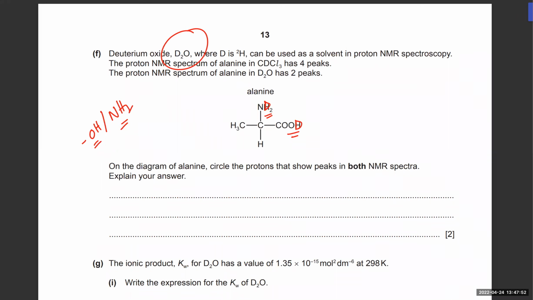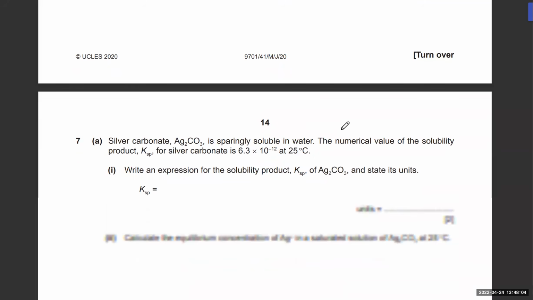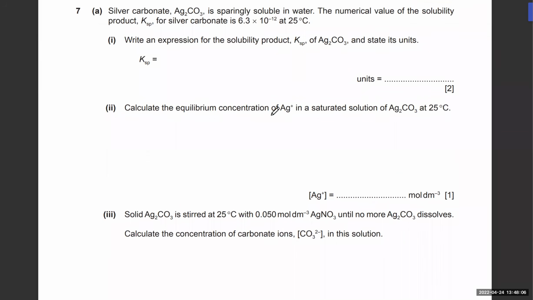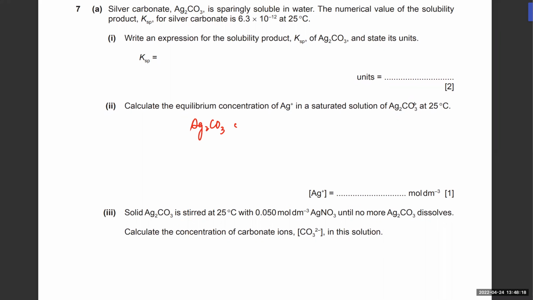Sir, after this, question number 7, part 2. Calculate the equilibrium concentration of silver ions in a saturated solution of Ag2CO3. So you've got Ag2CO3 as a solid.